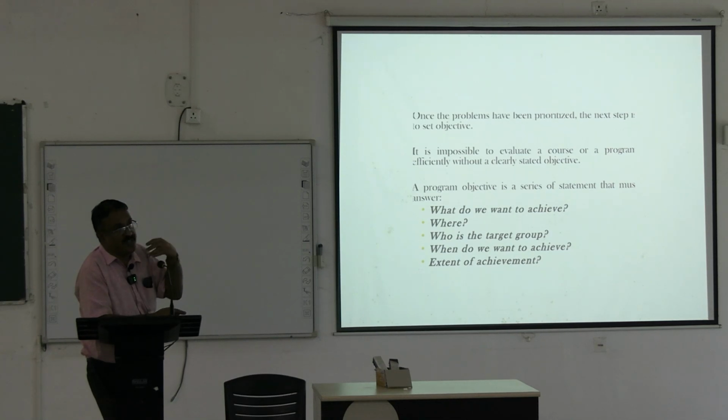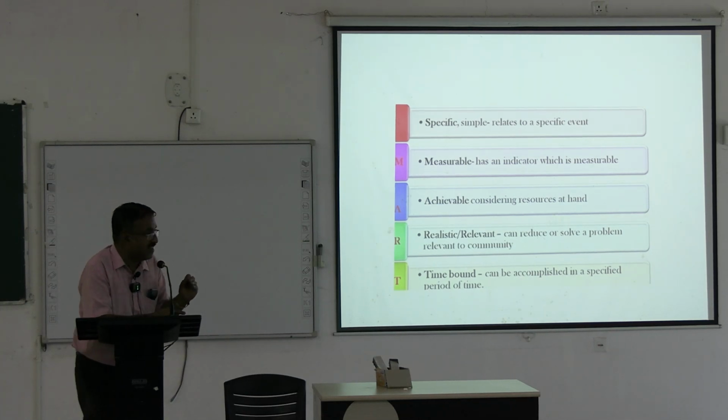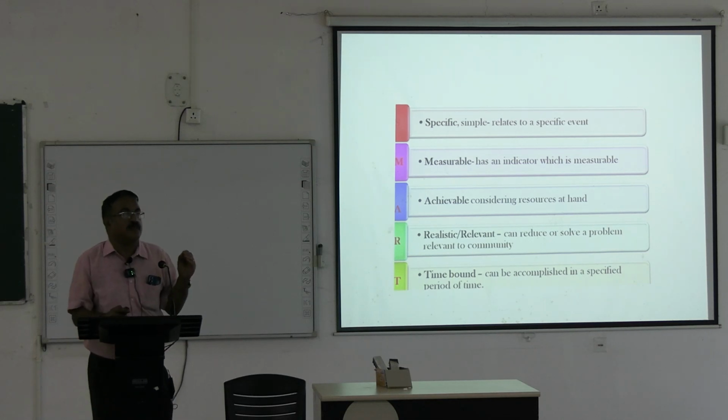Now, that objective changes from time to time. So, this is called SMART objective. S-M-A-R-T. Specific, simple, which relates to a specific event. Measurable, has an indicator which is measurable. Say, for example, no COVID cases. A small example. Achievable, considering resources at hand. How much money, how much manpower, how much other resources do you have?